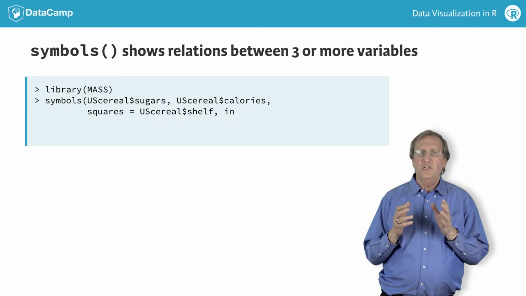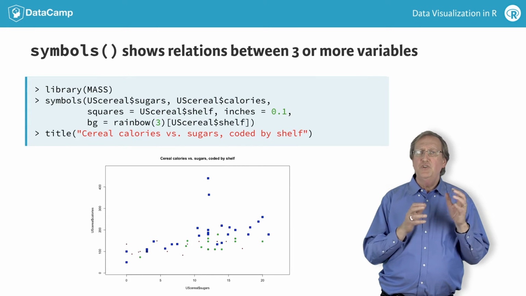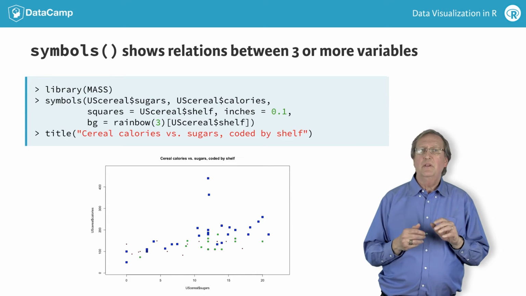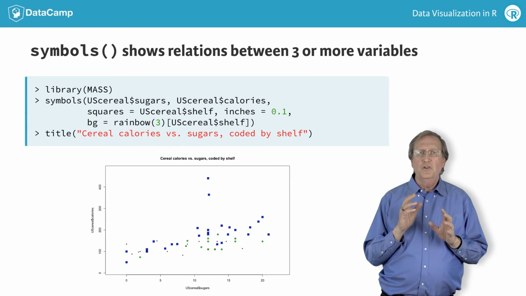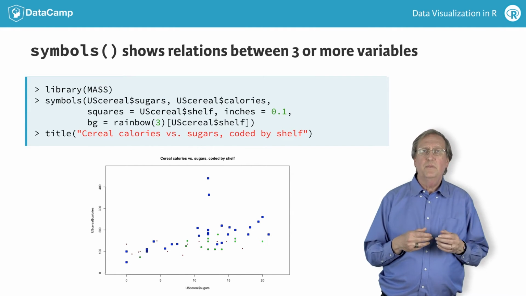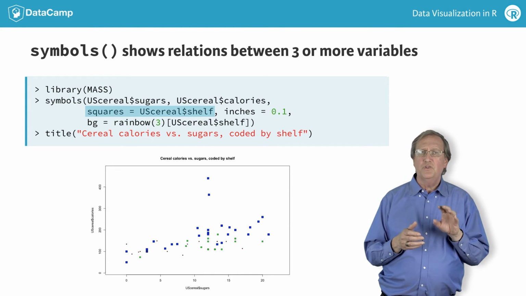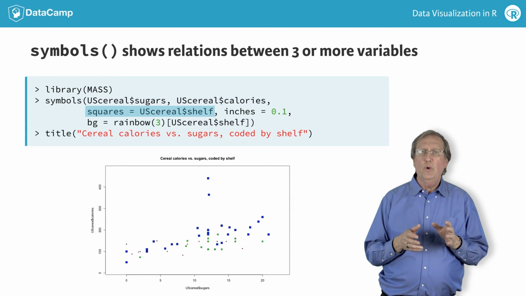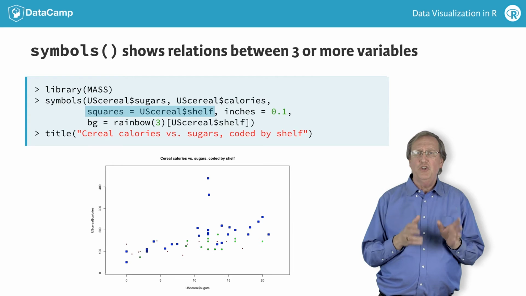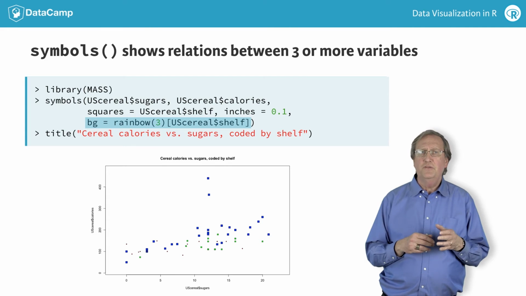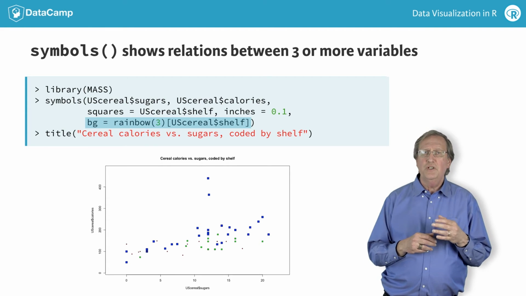This function generates extended scatter plots where the size and shape of the points can be determined by other variables. In this example, the x and y positions of the points are determined by the variables sugars and calories from the UScereal data frame. By specifying squares equals UScereal$shelf, we are representing each data point by a square whose size is determined by the shelf variable. Also, the argument bg is being used here to specify that the background color of each symbol is also determined by the shelf variable.